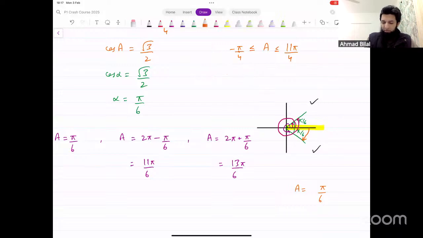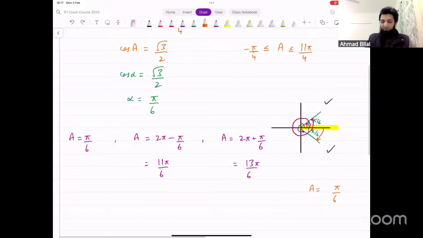Or in fact, you can compare this directly as well. 1 over 4 is clearly bigger than 1 over 6, right? Okay. So that's another possible value of A that we're getting. If you go further, we'll go outside the interval. So these are 4 possible values of A.